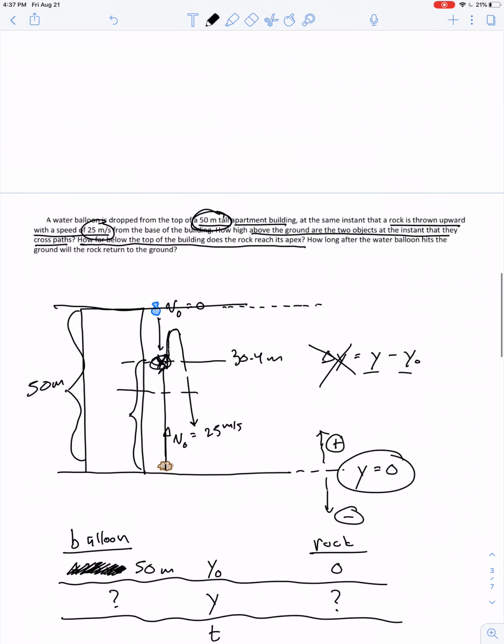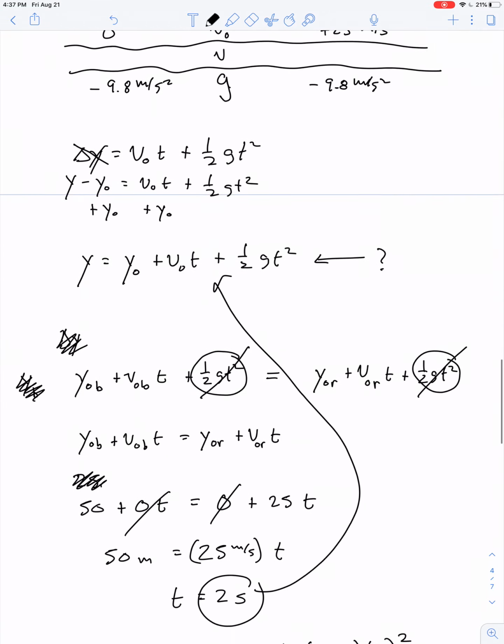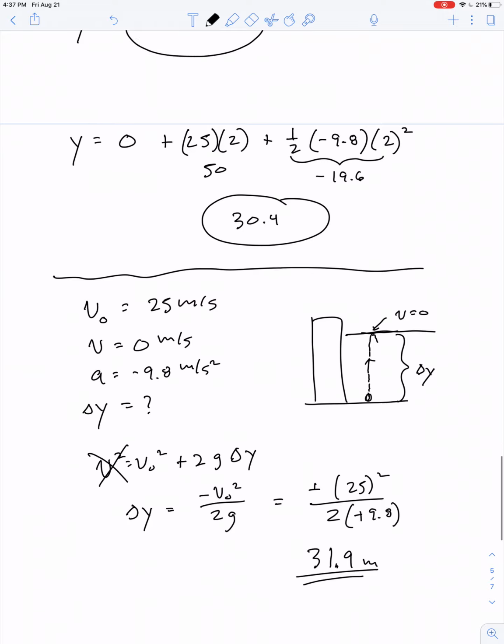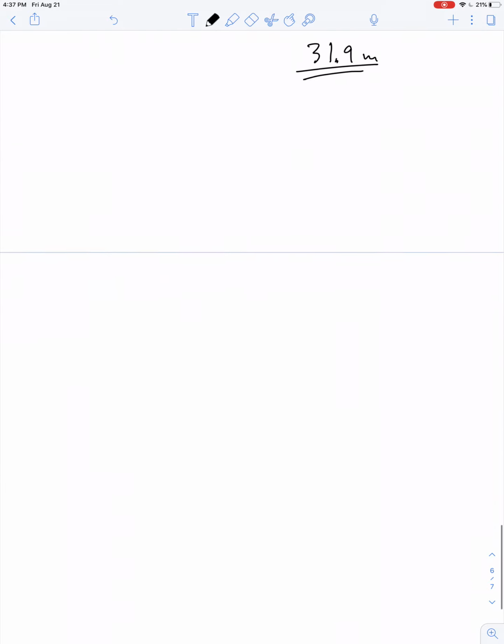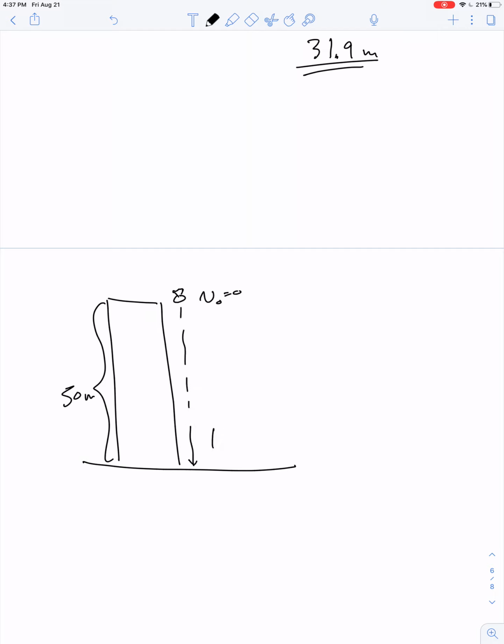Okay, the last part of this question, how long after the water balloon hits the ground will the rock return to the ground? So I'm not going to completely solve this. I'll leave this for you, but make it a two-part solution. In other words, if you could just figure out if the problem was simply a water balloon is dropped from a height of 50 meters, how long does it take until it hits the ground? We'll call that T subscript B, the time for the balloon to reach the ground. That would be a pretty straightforward and fairly easy question to answer.